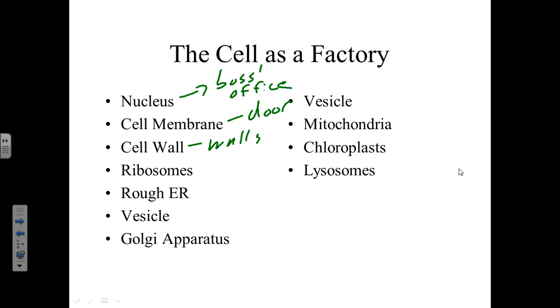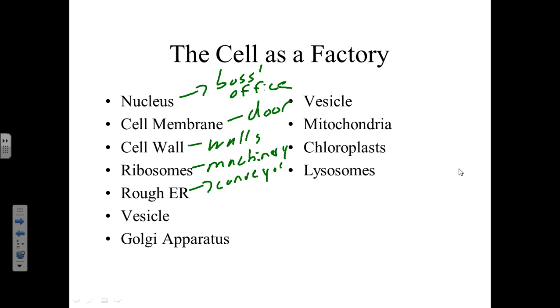We said the ribosomes are like the machinery that actually makes the stuff in the factory, right? Because ribosomes make what? Proteins. Ribosomes make proteins. Proteins are what your cells make. The rough ER, we compared to what part of our factory? Yeah, but what part of the factory? The conveyor belt. It moves things around inside the factory. As it's being moved around on that conveyor belt, it's getting changed, it's getting modified. Think of it like the conveyor.